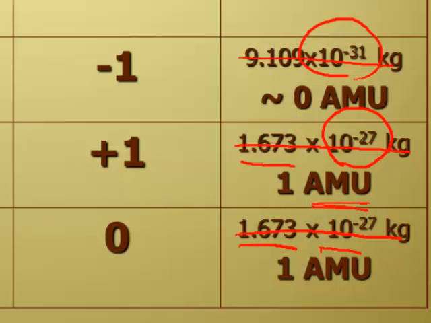AMU is atomic mass unit, and it is an arbitrary unit. Scientists picked it to represent a really, really small amount, because you're going to get really tired of writing 1.673 times 10 to the -27 every time you talk about the mass of a proton or a neutron. And if I talk about carbon that has 6 of those, I'm going to have to do some math and multiply it by 6. It's easier to multiply 1 times 6 than 1.673 times 10 to the -27 times 6. The AMU just gives you more aesthetically pleasing numbers.